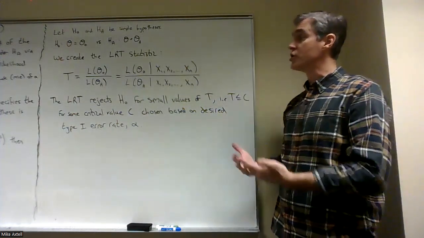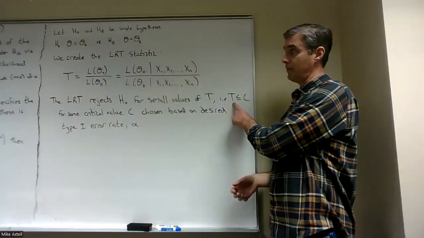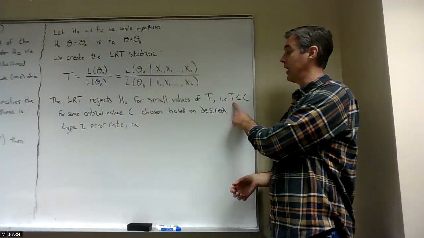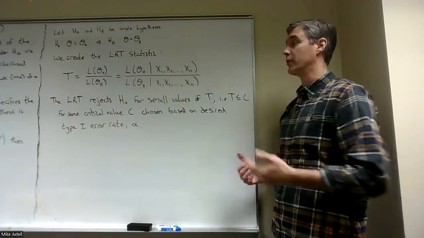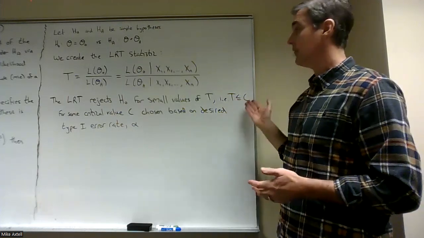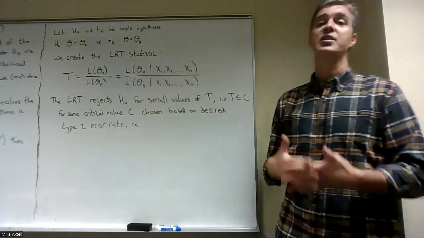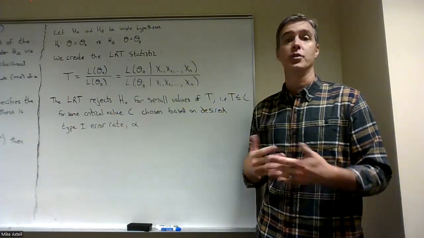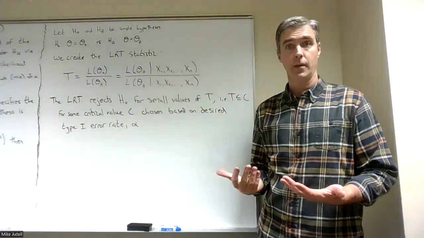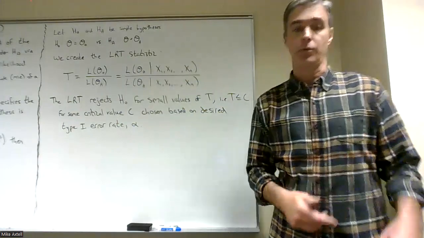So we're going to reject the null hypothesis when that ratio, that t value, is small, less than or equal to some c, and that c value is going to be chosen based upon a desired significance level or type 1 error rate alpha. All right, let's go do an example.